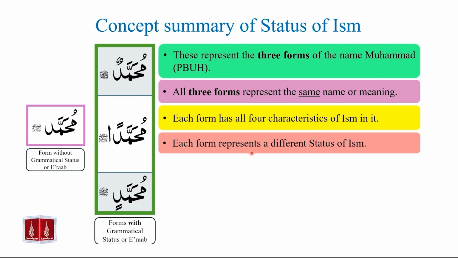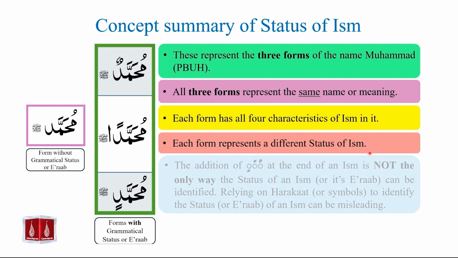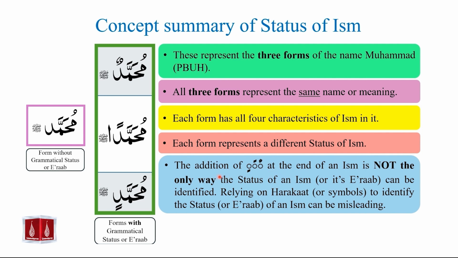Each form represents a different status of Ism. For Ism Muhammad, Muhammadun, Muhammadan, Muhammadin represents a different status of the Ism. Finally, the addition of harakat, do pesh, do zabar, do zer at the end of the Ism is not the only way that the status of an Ism or its i'rab can be identified. Relying on harakat or symbols at the end of the Ism to identify its status can be misleading. Inshallah, we will study that there are other ways too in which we can identify the status of an Ism.